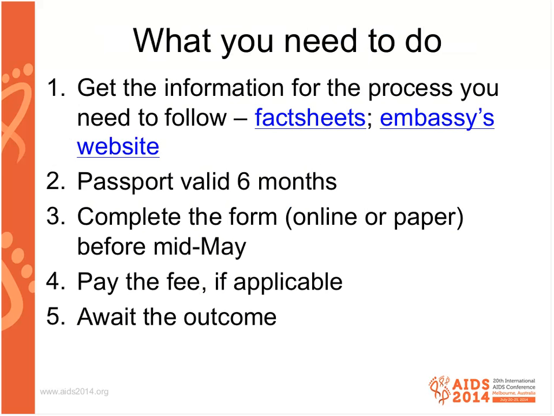It's also important for everyone travelling to Australia to have a passport which is valid at least 6 months from the entry into the country. Your visa will be attached to your current passport. Then, no matter which visa you're applying for, you need to complete the form, whether it's online or the paper form. And we're encouraging people to do this before the middle of May. The reason it's middle of May is that we want to make sure that as many people as possible can get their visa in time to attend the conference.